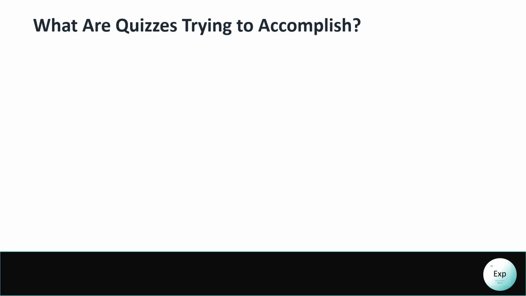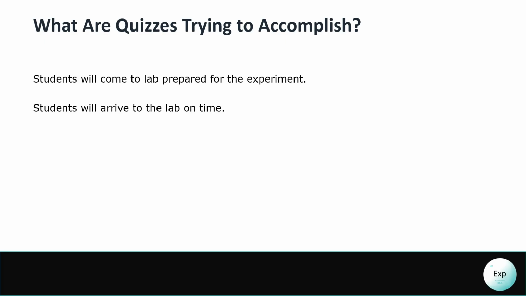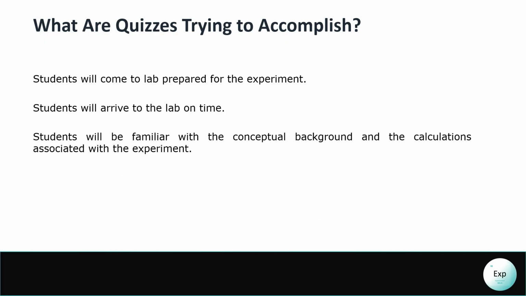So let's explore what quizzes are actually trying to accomplish. The main reason why instructors would give quizzes to students at the beginning of class is mainly to ensure that the students come prepared for the experiment. Another reason may be to ensure that students will arrive to the lab on time. And then finally, they may be trying to evaluate whether the student is familiar with the conceptual background and the calculations associated with the experiment. Now, all of this are valuable considerations of student participation in the lab.